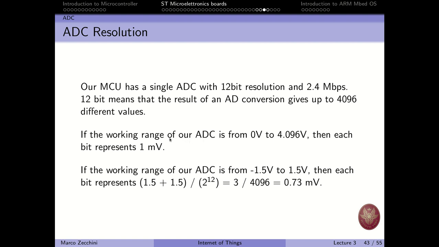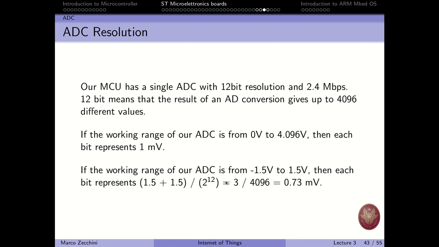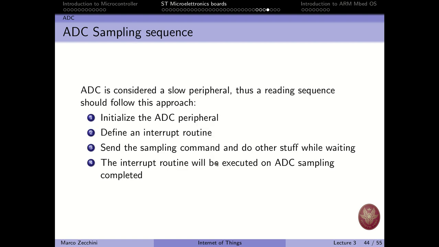So if our working range of our analog to digital converter is from 0 to this voltage here, then each bit would represent 1 millivolt of difference in this diagram here. But for example, if this were our working range, then we will have a different amount of millivolt per bit, which in this case would be 0.73.